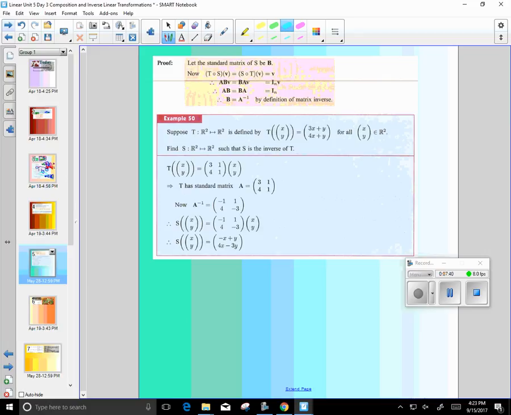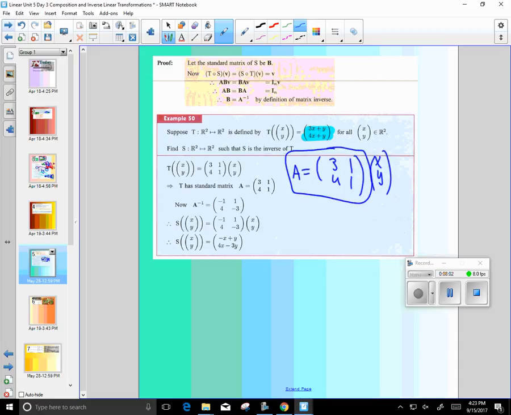So what they did here is they took this T, for example, 3x plus y, 4x plus 1. We know that that's the same as the matrix [3, 1; 4, 1] times (x, y), right? So [3, 1; 4, 1] times (x, y), this is matrix A.